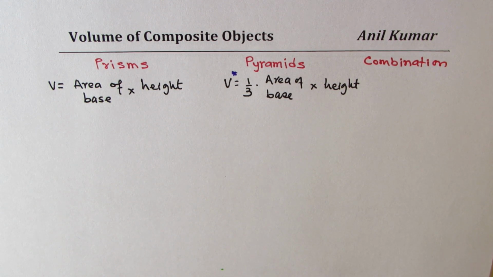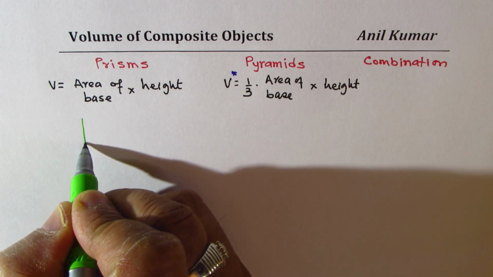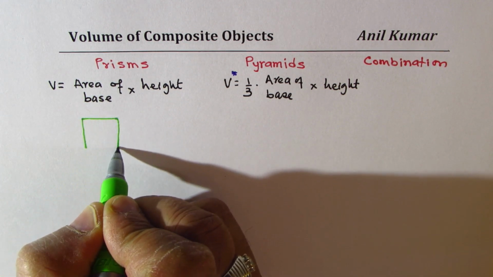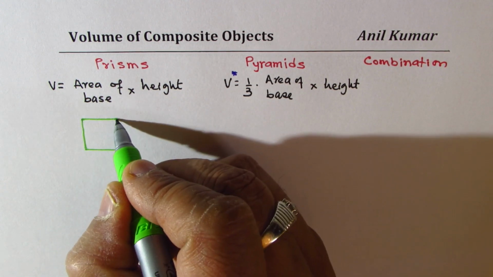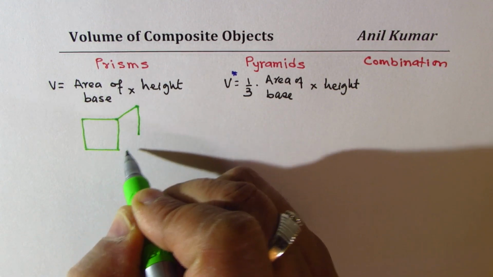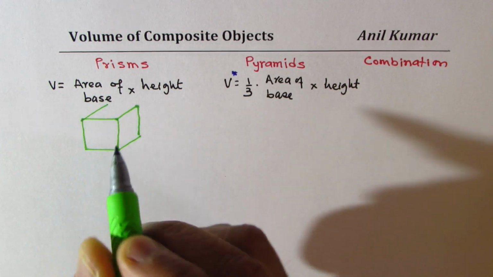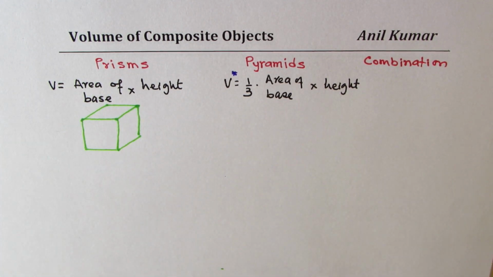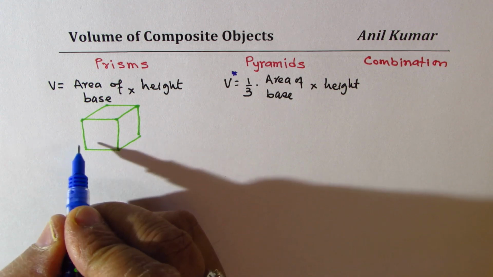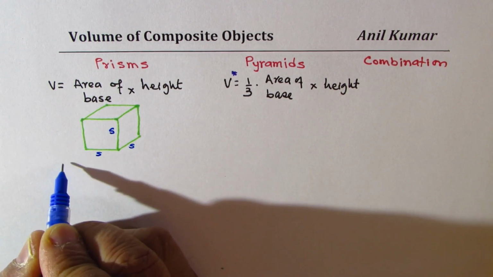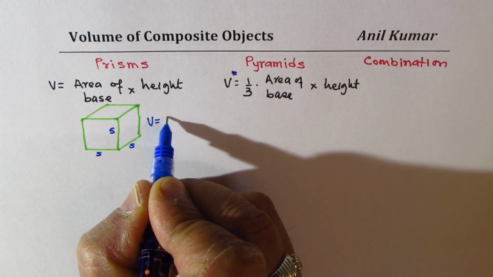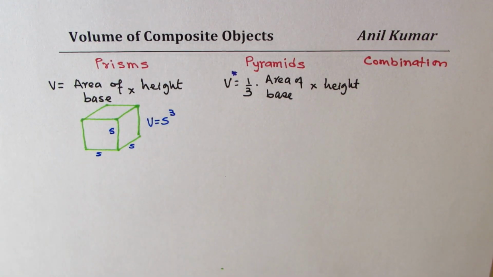Let's take, for example, if my object is a cube, then area of the base is side squared, and let's say height or length is shown like this. In that case, clearly, if the dimensions are, let us say, each side is S and height is also S, then we know that the volume is equal to side cube.